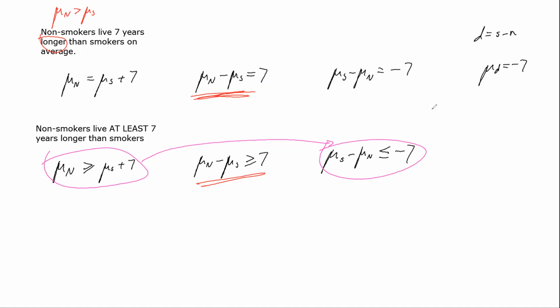Okay, so these types of claims are trickier to deal with, but they're not very common. Most of the time we're dealing with claims that are just like greater than 0 or equal to 0 or whatever.